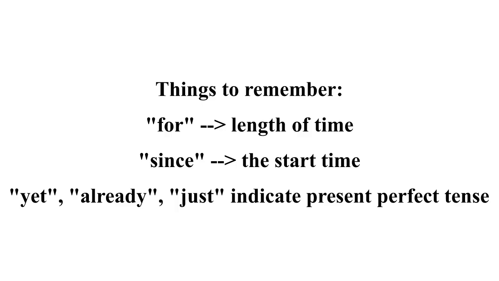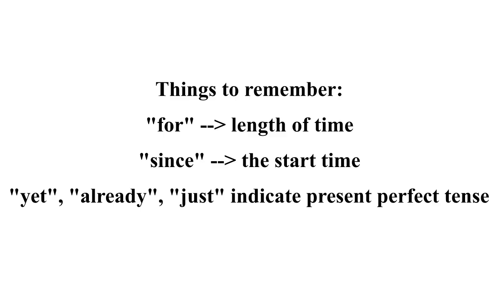Things to remember. Okay, so we have for. For tells you the length of time you've been doing the present perfect action. So as an example, I have lived in Thailand for 20 years. That's how long.